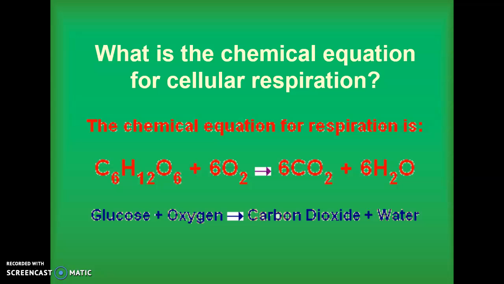Okay, so if we look at this, what is the chemical equation for cellular respiration? Well, this should look really familiar because this says glucose plus oxygen, which is sugar plus oxygen, makes carbon dioxide and water. Well, hold on. Didn't we say that photosynthesis was water, carbon dioxide, and sun would make oxygen and glucose? So this is really just backwards.